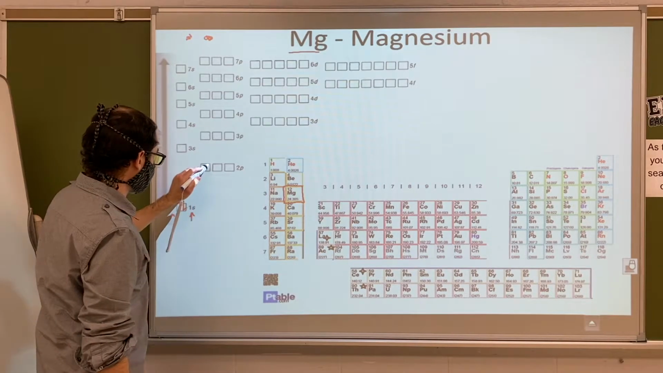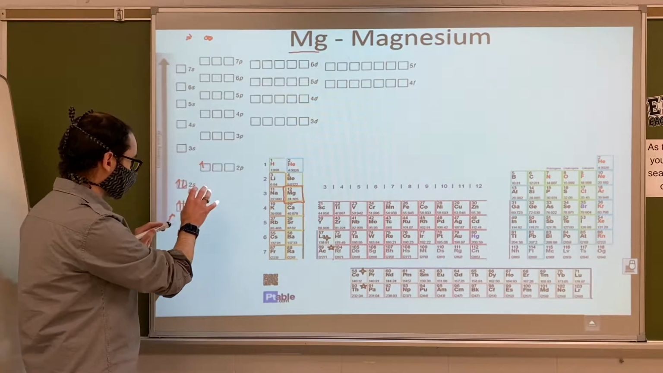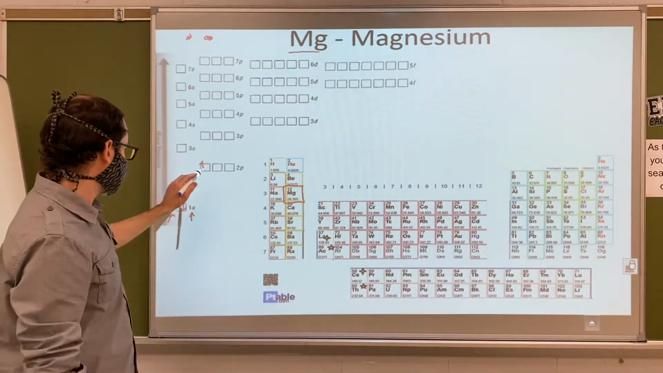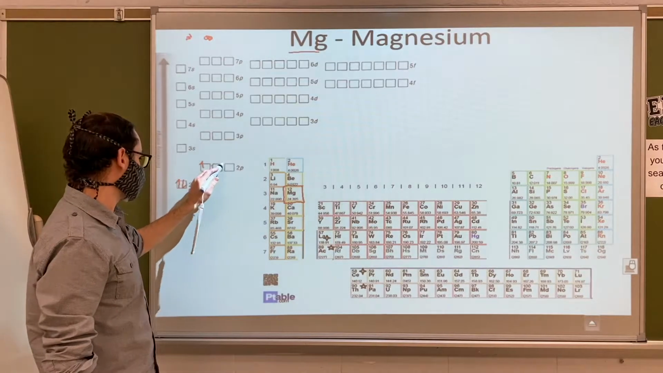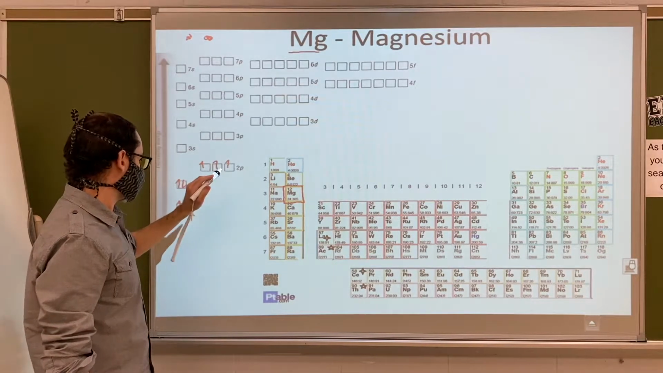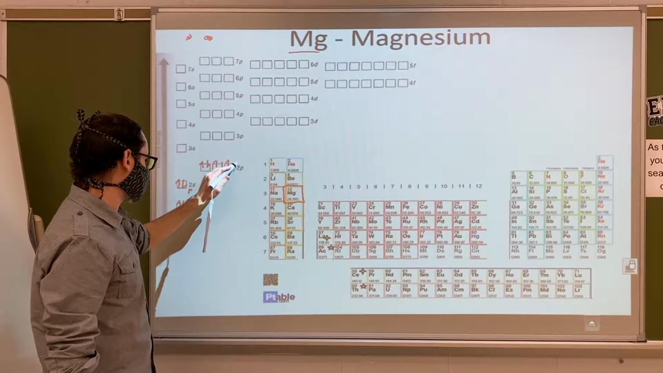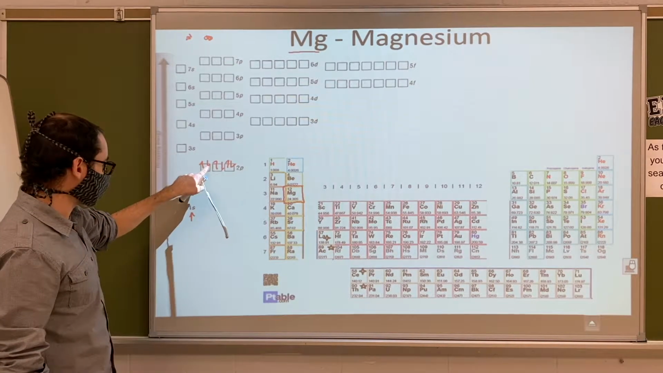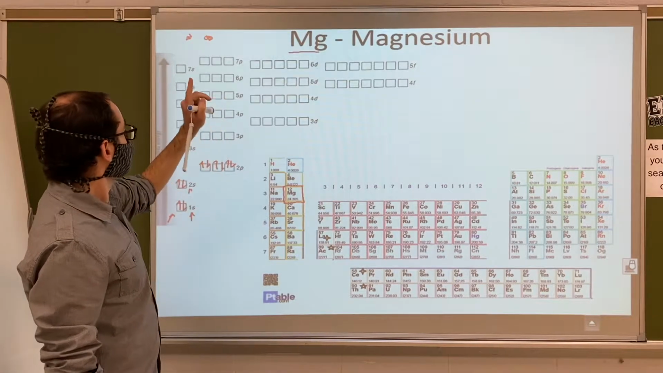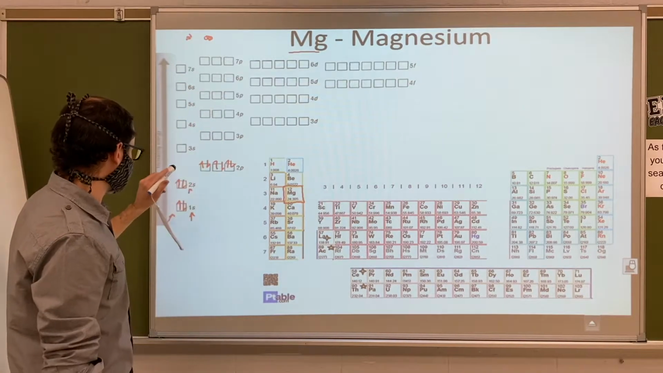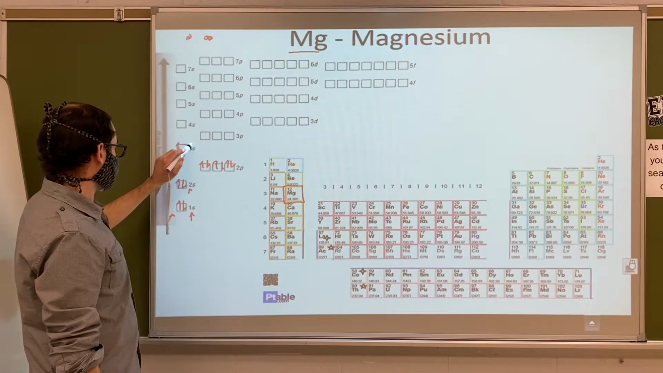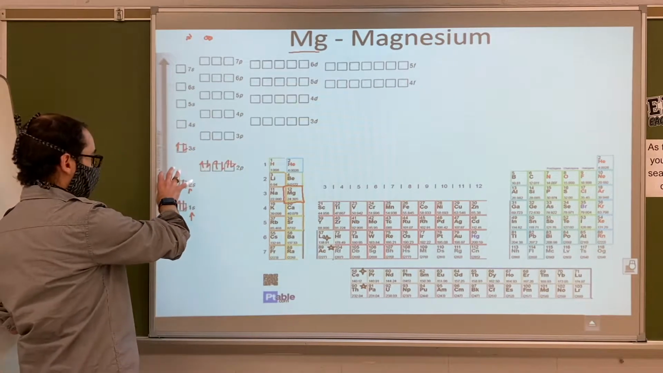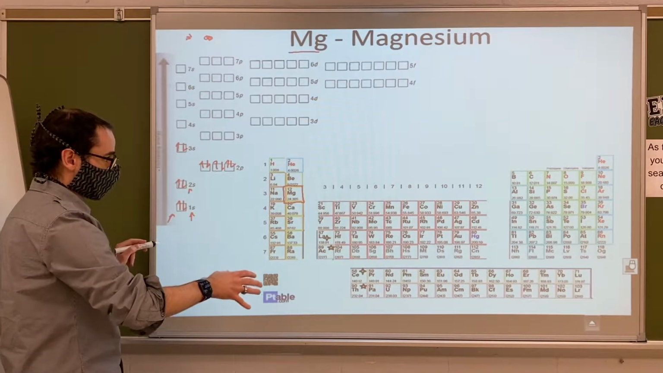Now we get to here, and that's our fifth. Before we can put any down arrows, we want to make sure that we fill these up individually first, and then we can start doubling them up. So here we have 2, 4, 6, 8, 10. We're trying to get to 12, so we need 2 more. So here's 1 more, and then another. So magnesium is going to have this electron configuration.